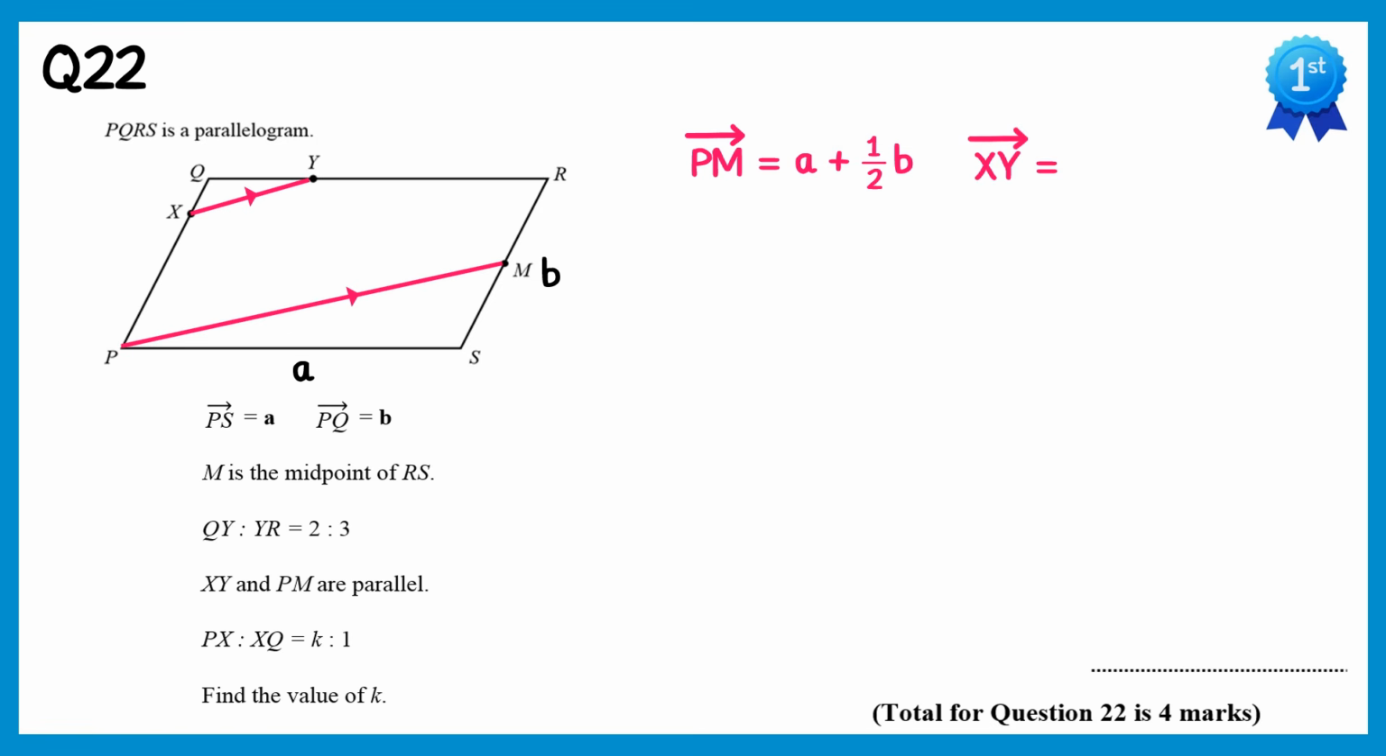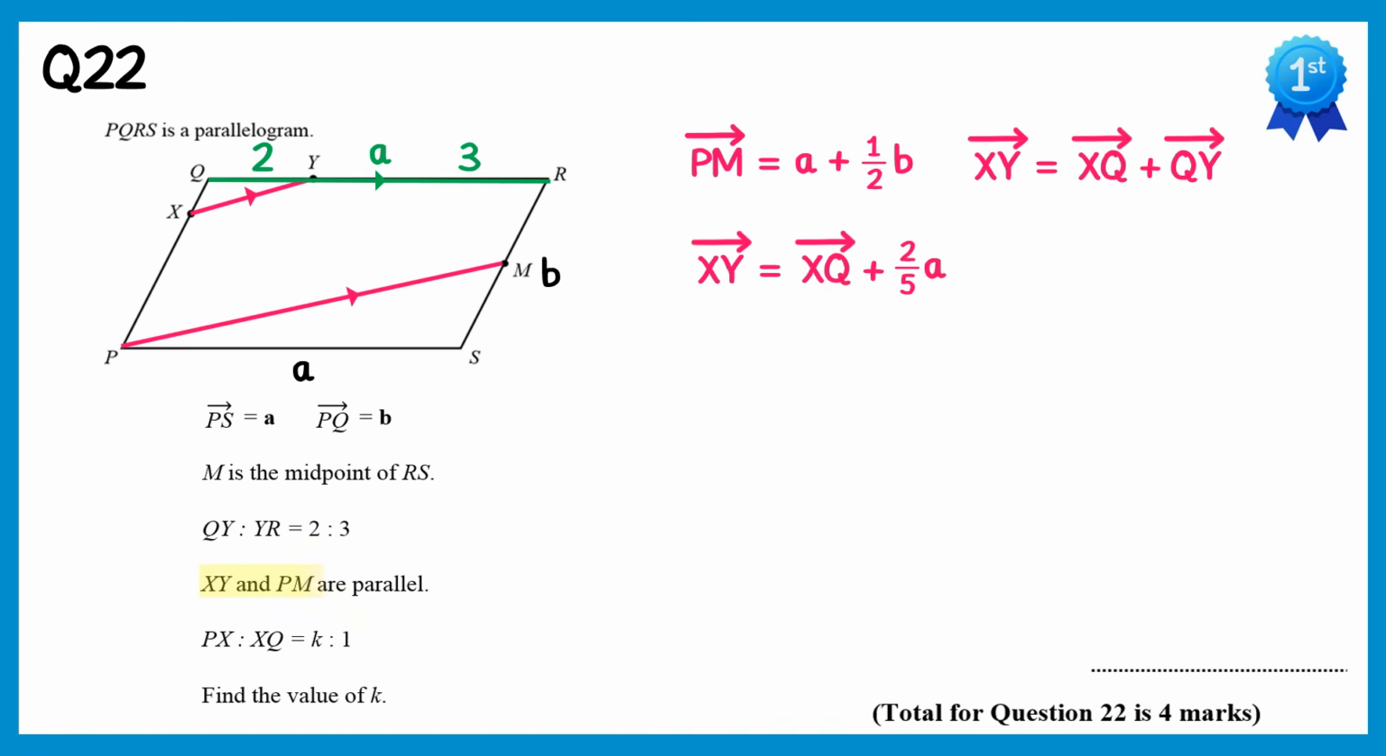To get from X to Y, we'd probably go from X to Q, and then Q to Y. So let's look at this in more detail. In particular, the QY bit first. The vector QR, which I've marked on in green, is A, because it's a parallelogram, so it must be the same as the one at the bottom. We also know that the point Y splits this line into the ratio 2 to 3. So QY is 2/5 of A.